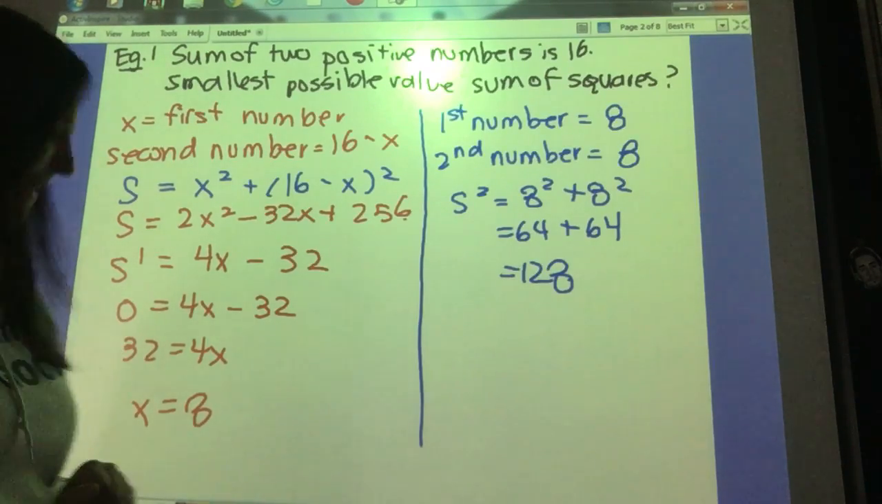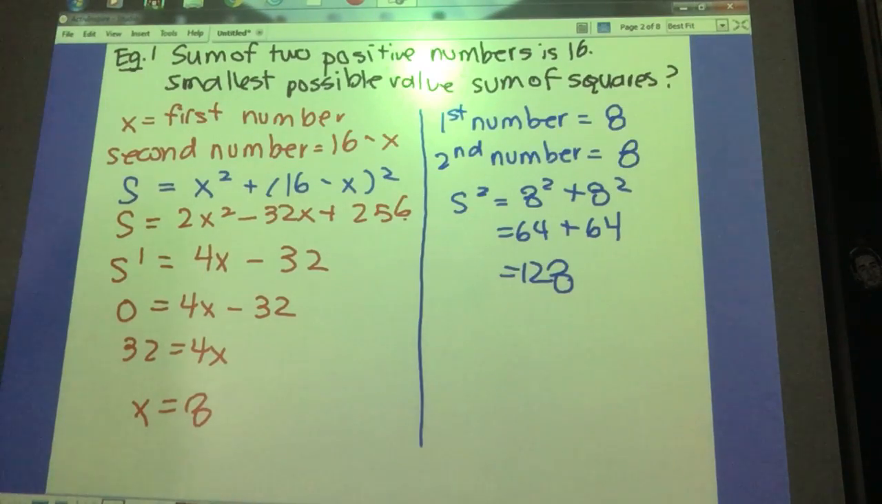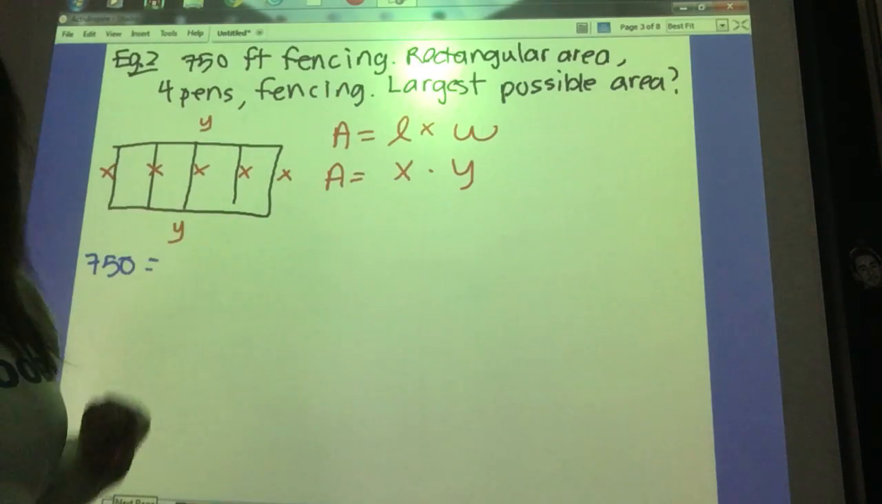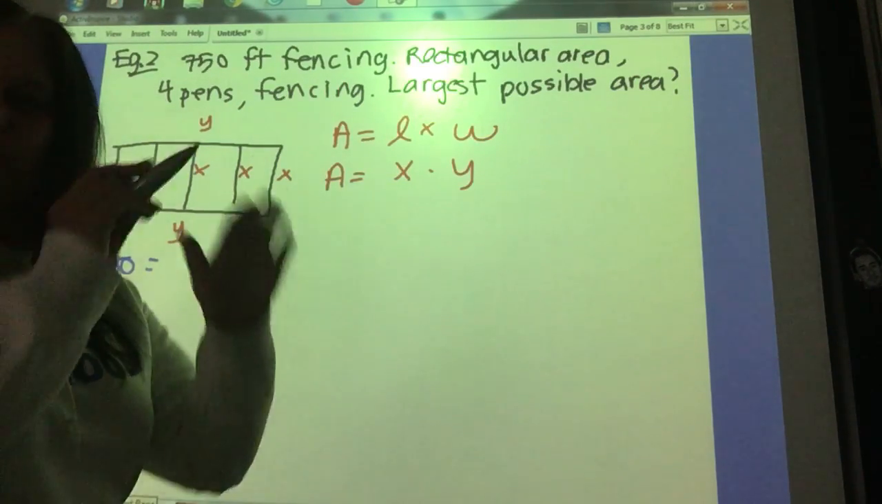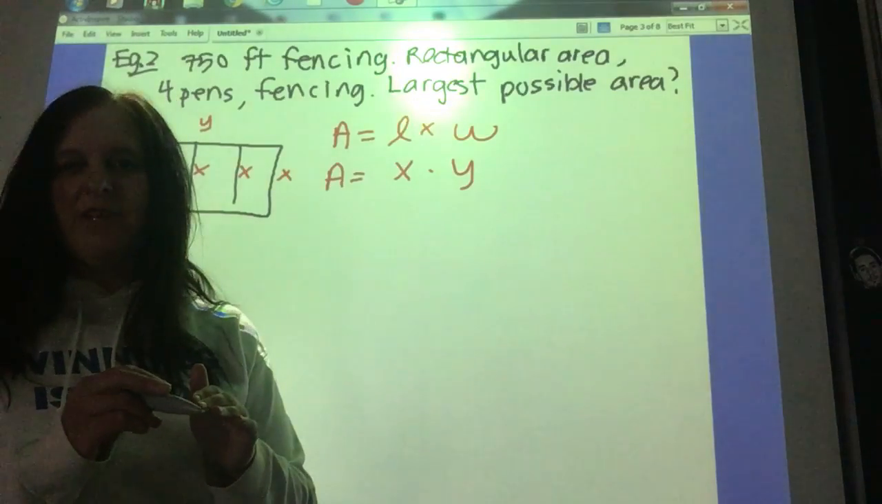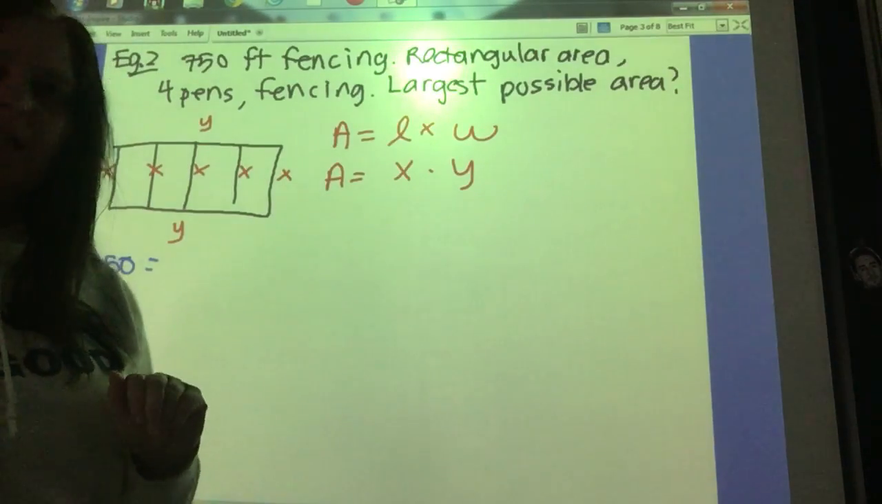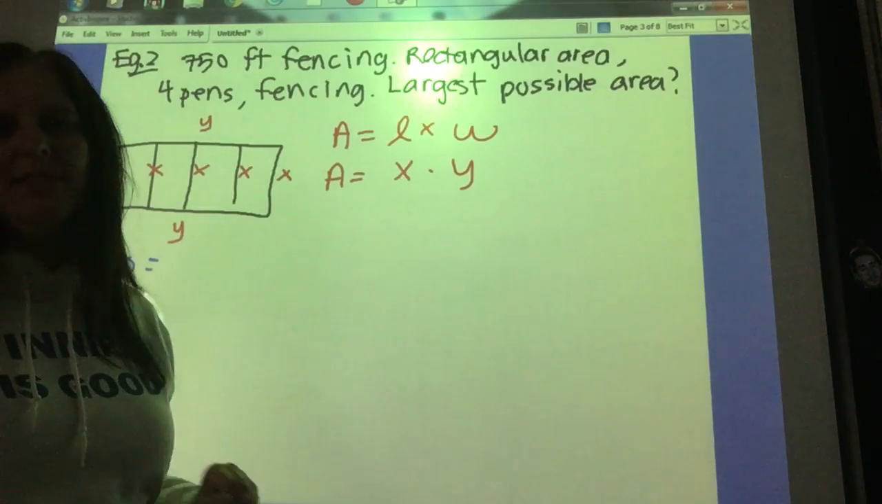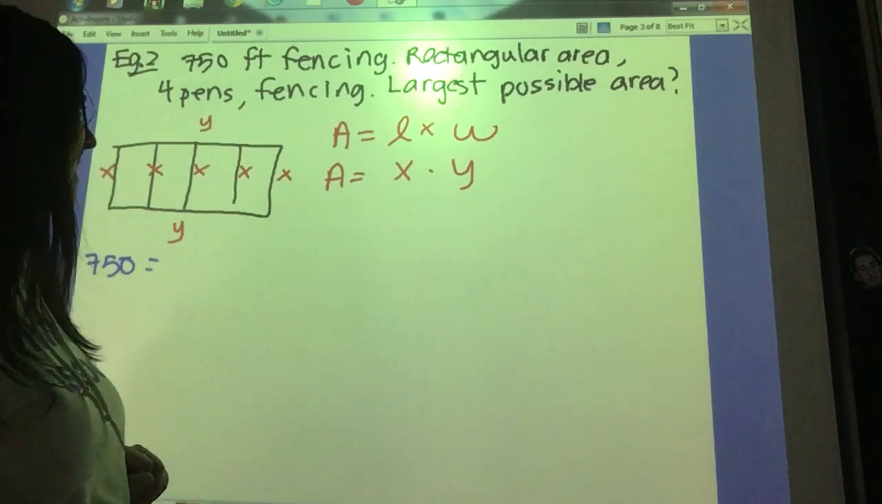Okay, our second example, the area of a pen. Remember we did several of these back in grade 11 pre-cal. Sometimes we were putting fencing around all 4 sides. Sometimes only 3 out of the 4 sides needed it. There's a question like this in your textbook. I'm not sure if we did it. So we did questions similar to this back in grade 11 pre-cal.